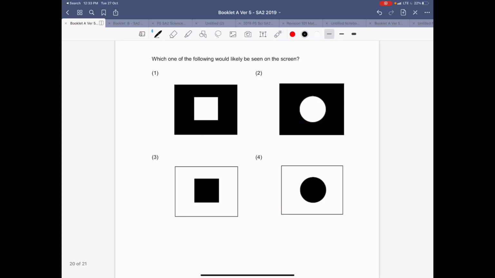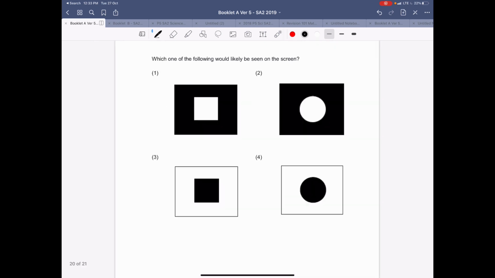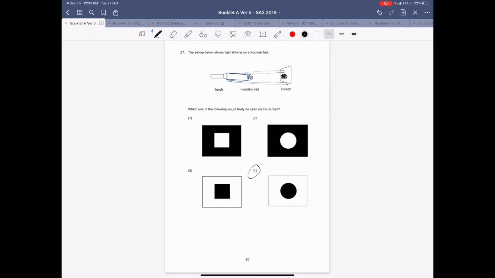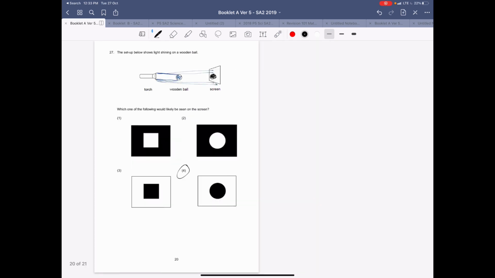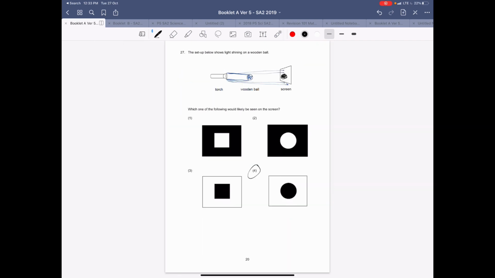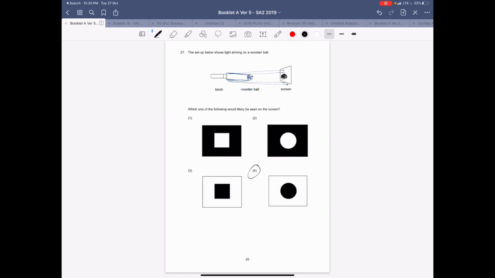D, your lit torch is at 0. Your solid cube moves further away. So answer should be smaller, isn't it? Correct? Okay, wait, further away. So this is definitely wrong. A is definitely correct. C, let me see. Oh, your screen, oh, because they moved the screen further away. Okay, my apologies. So when you move your screen further away, you get a bigger shadow also. So answer is A and C. Answer number 2. Okay? Alright.